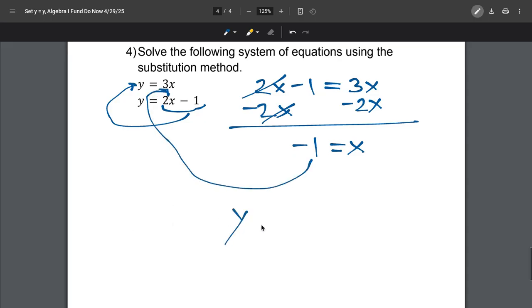So I'm going to say y equals, because it's easier, I only have to do the multiplication. So 3 times negative 1. So y equals negative 3. So my solution is (-1, -3).